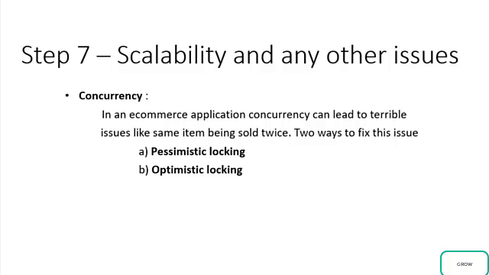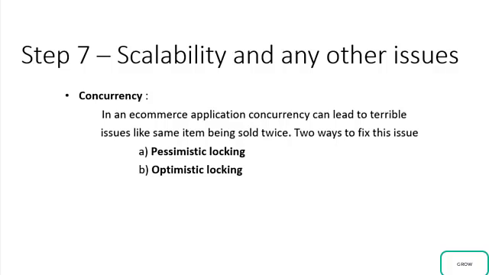So in pessimistic locking, when one user is accessing a record of a book, you just lock it. So the other user won't be able to access that record at all. And for the whole transaction, that lock will be held. Whether the user buys or doesn't buy, as long as he closes his session, the lock would stay in place.